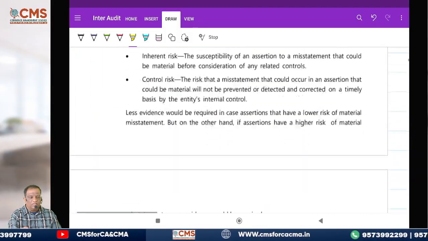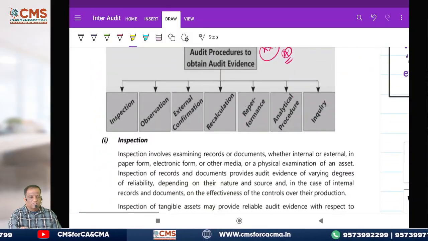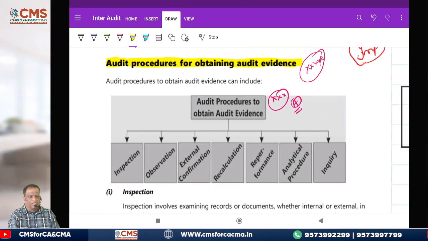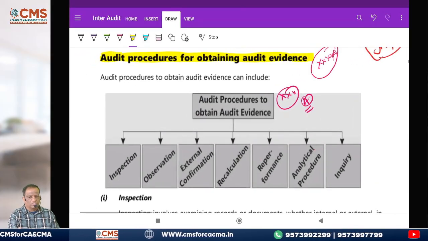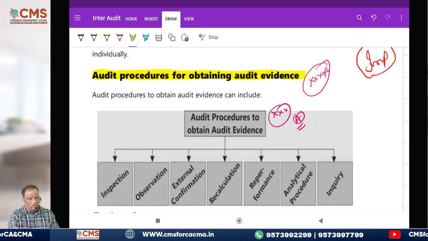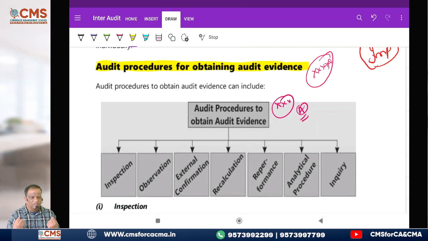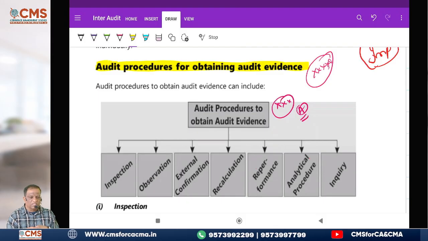This is the same one. This is also a most important one. Now, audit procedures for obtaining audit evidence, the most important one. He is asking for long questions, short questions, all types of it. How do I gather my audit evidence? That is what is the question.